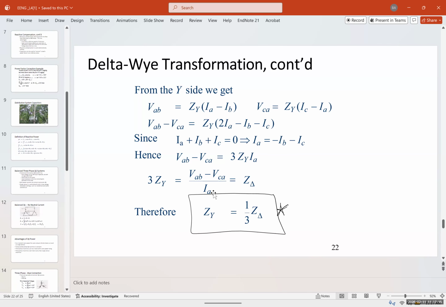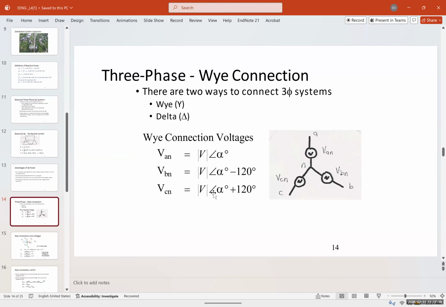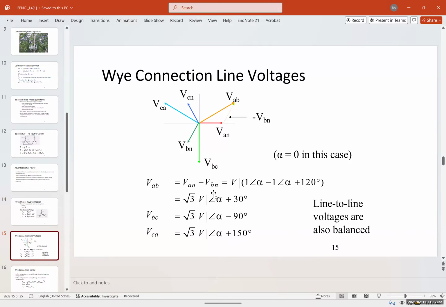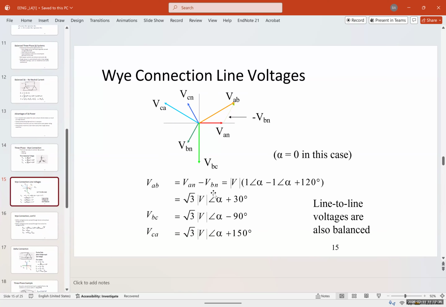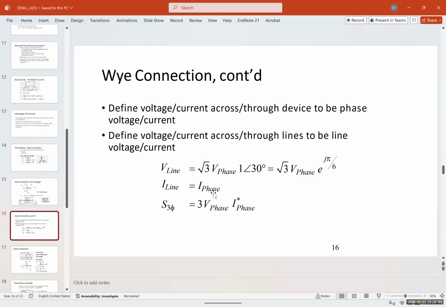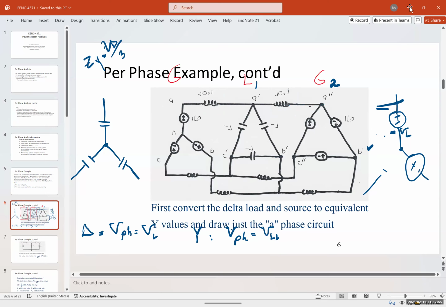I can go back here. In a Y connection, V line is square root of 3 times V phase. Do you remember this? I line is I phase. But for a delta connection, I line is square root of 3 I phase, and V line is equal to V phase. Now, if I want to go from a delta connection to a Y connection, then if the line voltage here is, let's say, 1, in a Y connection it's going to be 1 divided by square root of 3 of that V line.